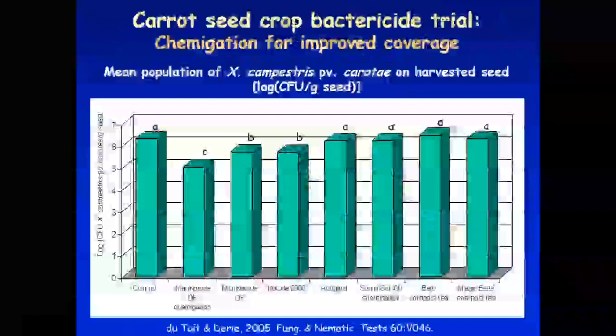What's the difference? Coverage. The sprinkler is putting on a lot more water, but the same amount of total product, and it's carrying it down into that canopy, where the Xanthomonas pressure is higher because it's more humid. So it was the only treatment that significantly reduced the amount of Xanthomonas we recovered from the seed. So coverage is really important.